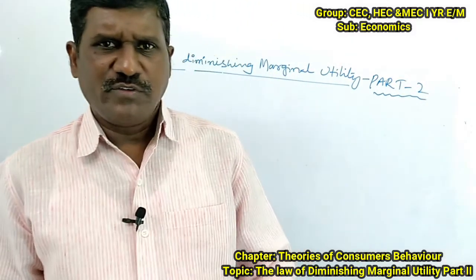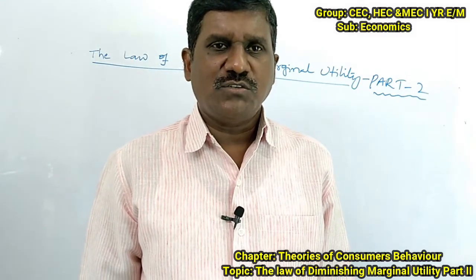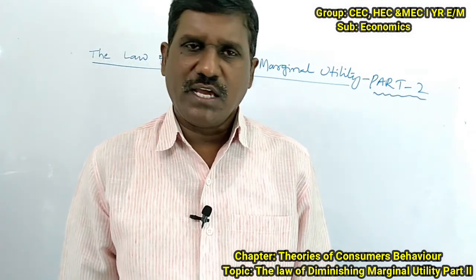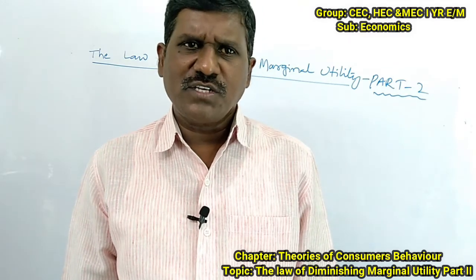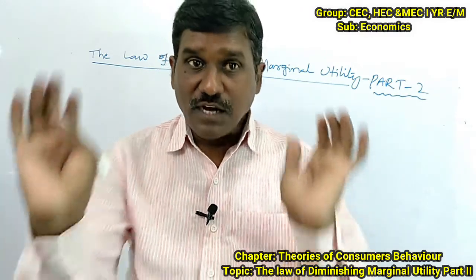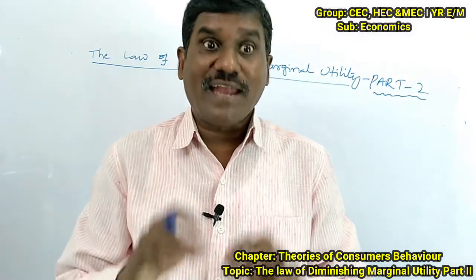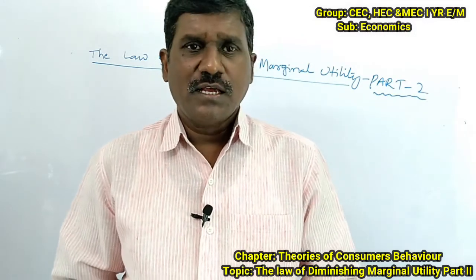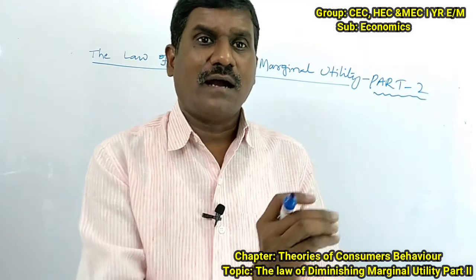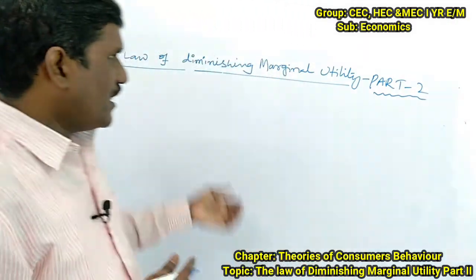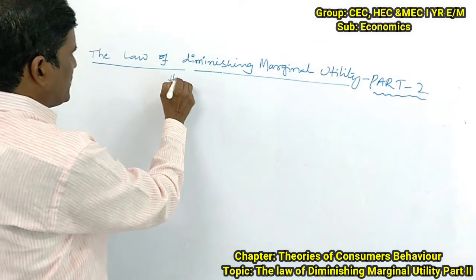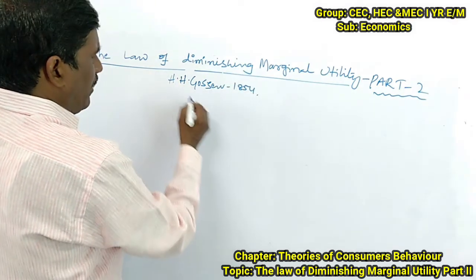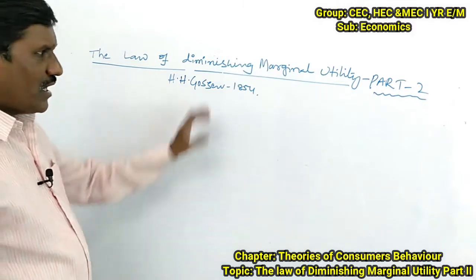We already discussed in the previous videos that the law of diminishing marginal utility was introduced by H.H. Gossen in 1854. Later, Alfred Marshall developed this law with the help of cardinal utility. So the cardinal utility was not introduced by H.H. Gossen. The cardinal utility was introduced by Alfred Marshall to analyze the law of diminishing marginal utility.